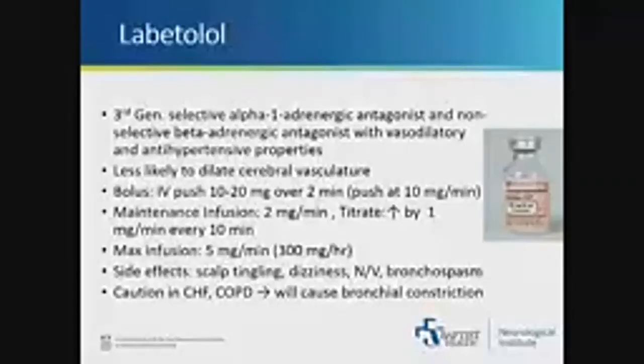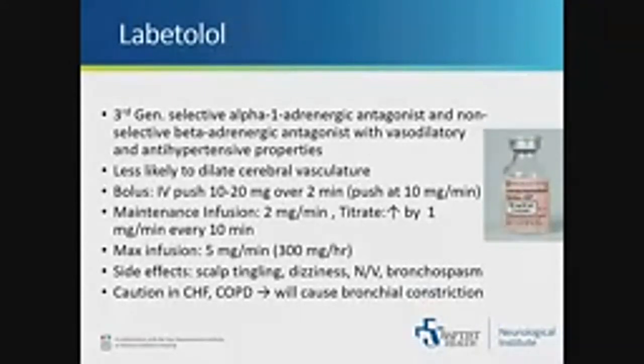So labetalol, it's a third generation selective alpha-1 antagonist and a non-selective beta adrenergic antagonist. It has vasodilatory and antihypertensive properties. It's less likely to dilate the cerebral vasculature. It's given in an IV bolus. As you all know, it's 10 to 20 milligrams over 2 minutes. We can also give it as a drip, 2 milligrams every minute, and titrate up by 1 milligram every 10 minutes to a max dose of 5 milligrams a minute.